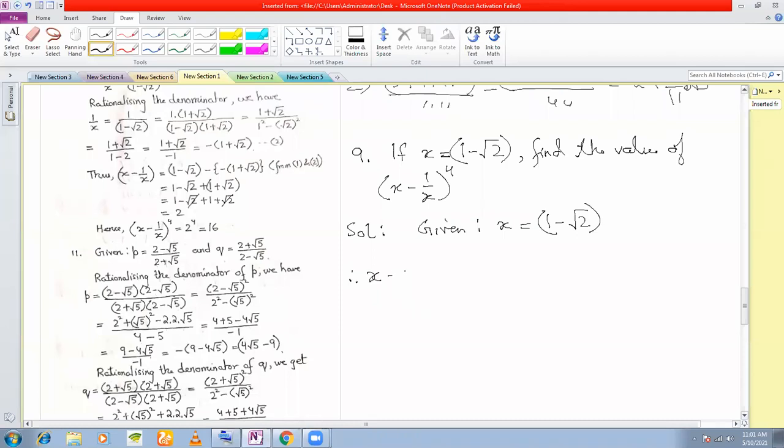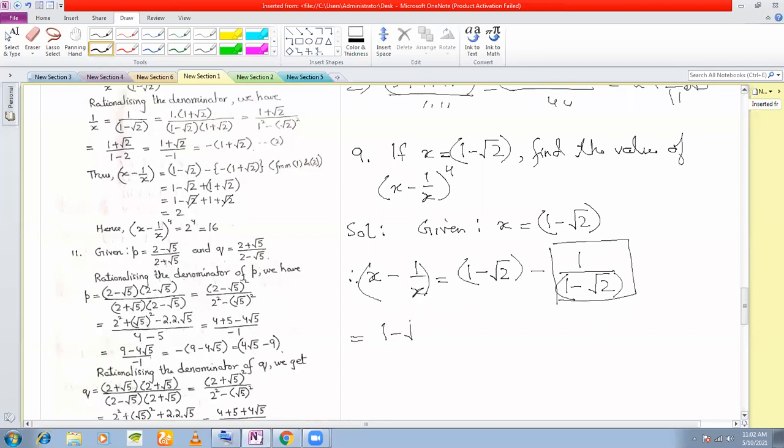So therefore, what will be x minus 1 by x? X minus 1 by x will be, x here is 1 minus root 2, minus 1 by 1 minus root 2. Okay, so we find out the value of x minus 1 by x first. Then we can raise it to the power of 4. But this part has an irrational number in the denominator. Okay, so we'll rationalize the denominator of this part.